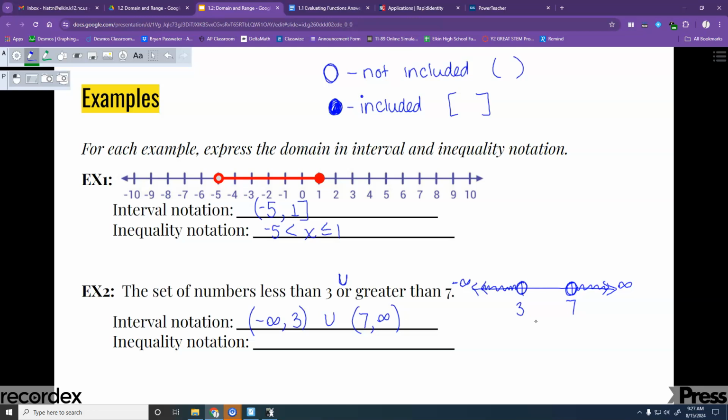Okay, now if we do this with inequality notation, the words really help us a lot. It's the numbers less than 3, so we're going to say x is less than 3, or greater than 7, so we're going to say x is greater than 7. Okay, questions here? Alrighty, let's keep going.